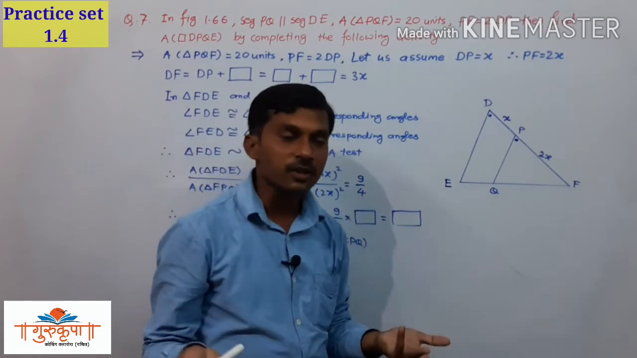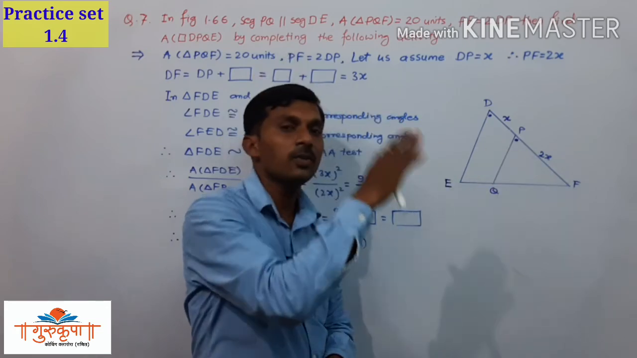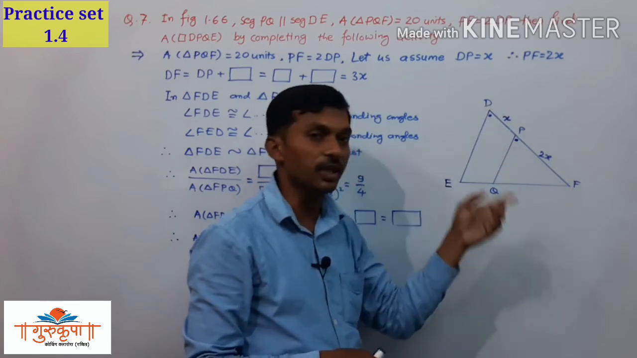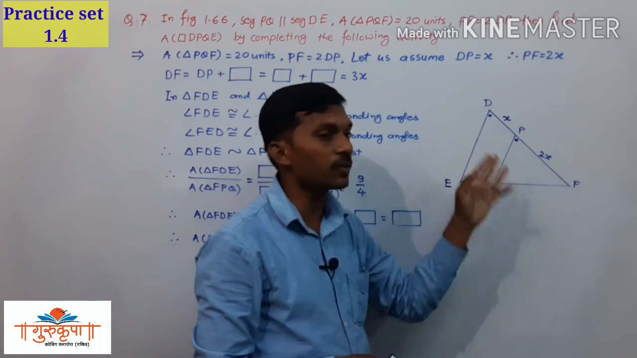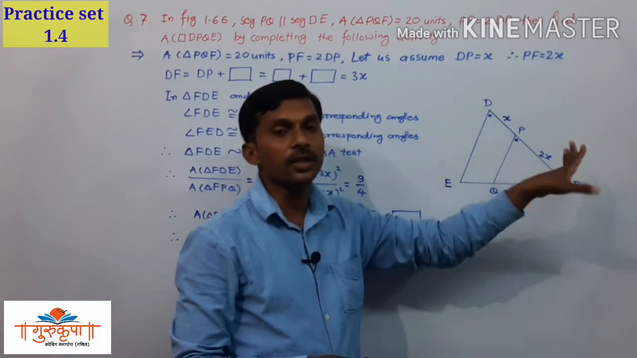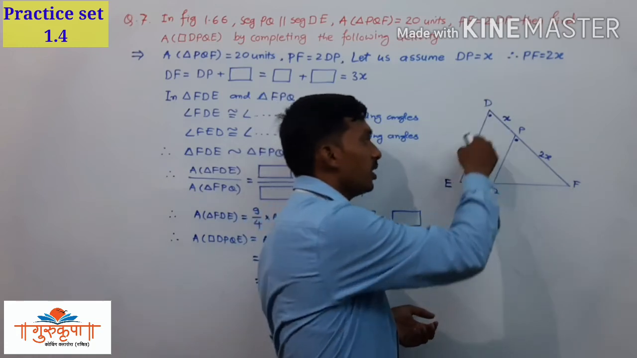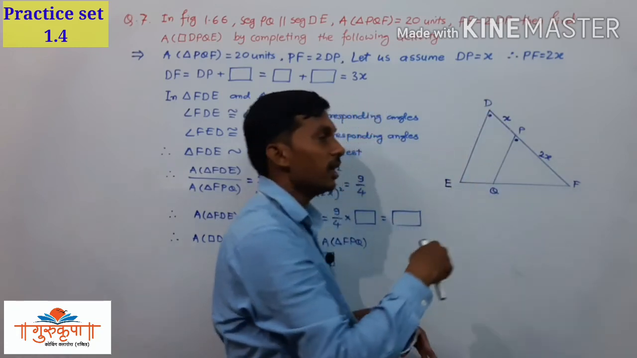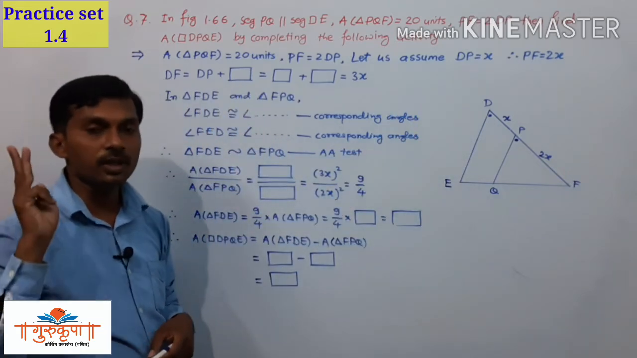And into the third step, we have to put these values of sides in the equation 1, and we will get the area of triangle DFE. And now simply we can subtract the area of this smaller triangle from the bigger triangle, and you will get the area of quadrilateral DPQE into the third step.